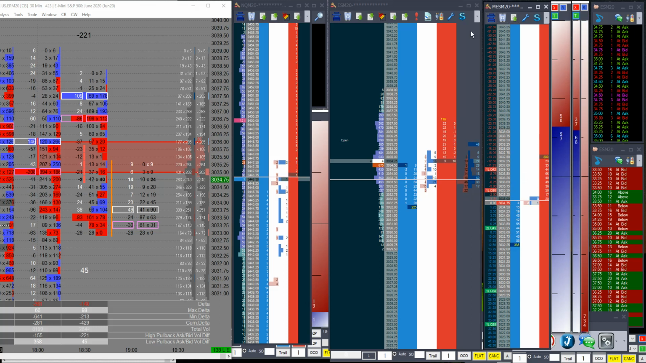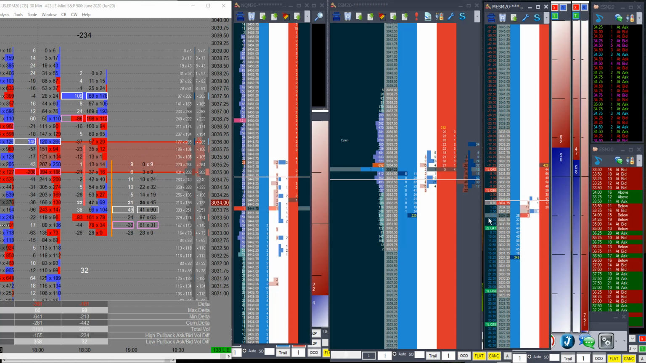This is the micros, so I'm just playing the micros with this area here. Unfortunately, maybe we probably missed a good entry to short again in this area. This was again the area that we were looking at, and I think we might get filled here. Let's see.